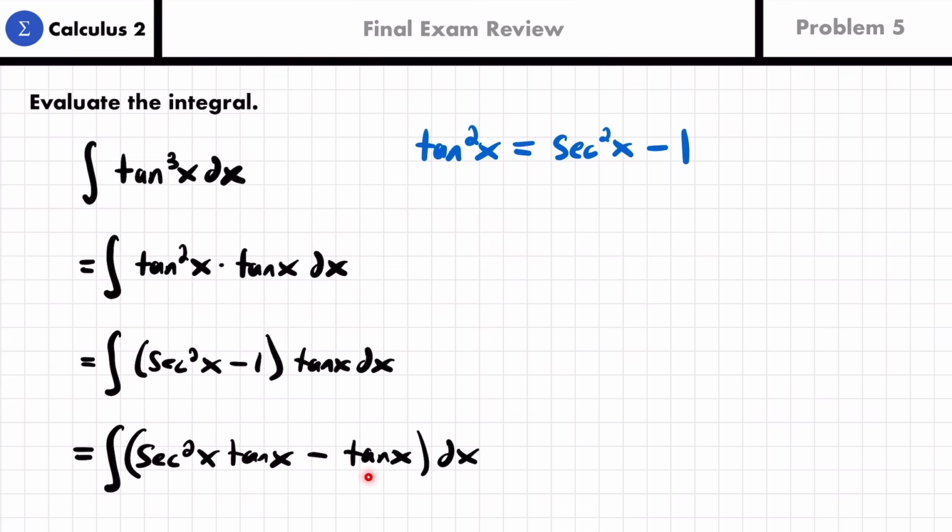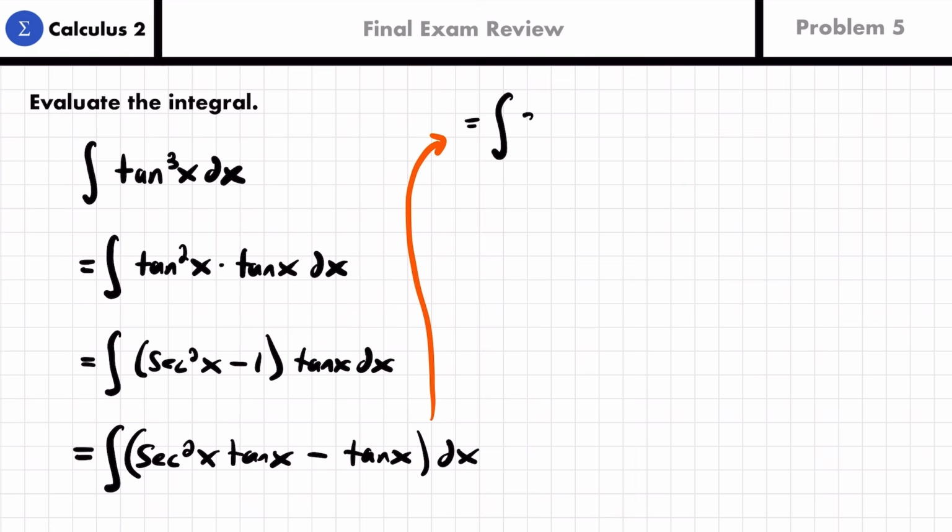And now we have two separate terms within this integral that we could integrate individually, right? We could split up this integral into two integrals, one for this term, and then you'll subtract an integral of this term, and both of those will be integrals that we can solve. So let's work on that here. I'll continue my work up here, and we will have the integral of secant squared x times tangent x dx minus the integral of tangent x dx.